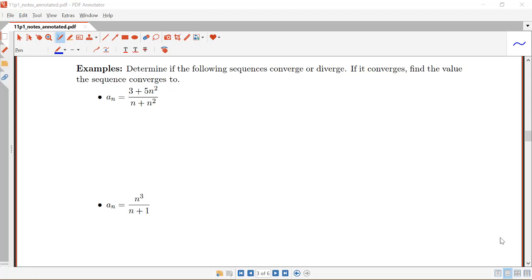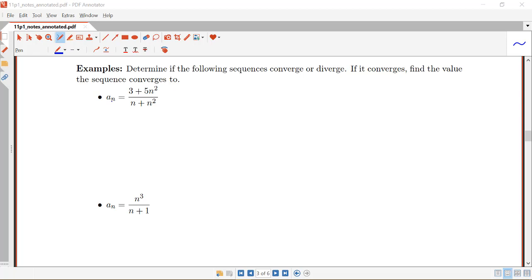In this video, we're going to be looking at several examples involving sequence convergence, as well as a few more useful theorems to help us determine whether a sequence converges or diverges. So in these first couple of examples, I'm interested in determining if the sequence converges or diverges, and if it converges, finding the value the sequence converges to.